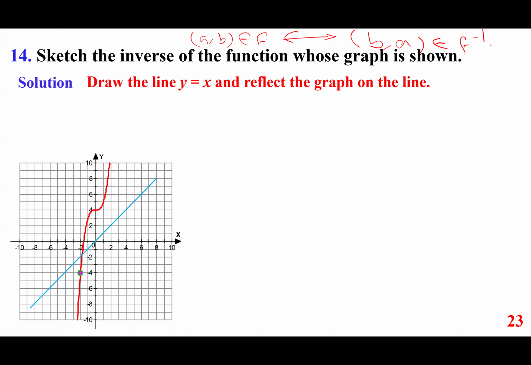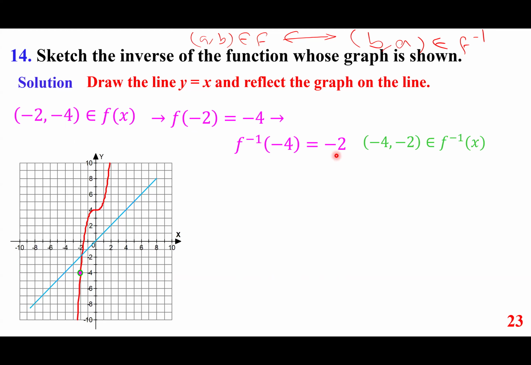You look at this point. This point is an easy point with coordinates -2, -4. Belongs to f of x. That means f of -2 is -4. That means -2, -4 belongs to f of x. Then -4, -2 must belong to f inverse. So we write f inverse of -4 is -2, and -4 comma -2 belongs to f inverse.